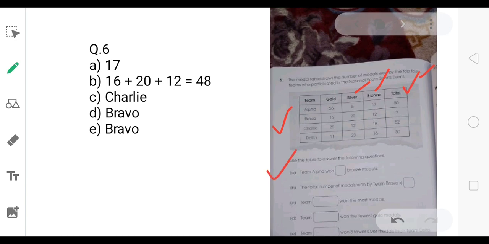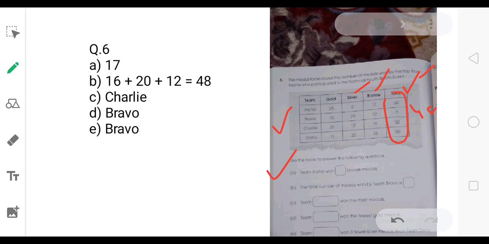Now listen to me. Come to the question, part A. Team Alpha won dash bronze medals. Here you can see that Team Alpha won bronze, that is 17. Again, the total number of medals won by Team Bravo, how can you do it? 16 plus 20 plus 12, that is 48. When you write it here, 48, this is the answer. You have all the total numbers of medals each team gets.